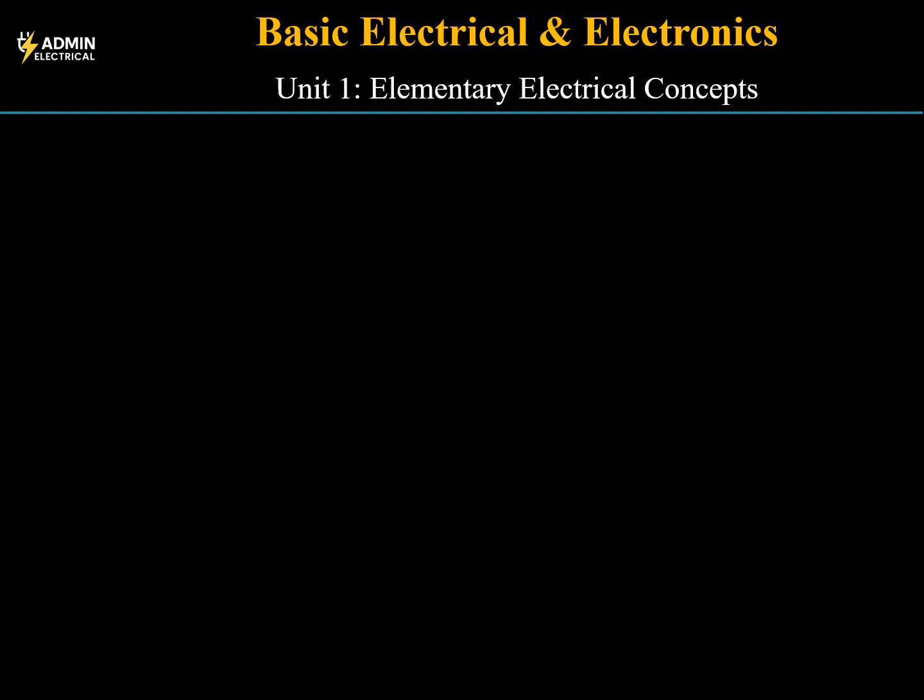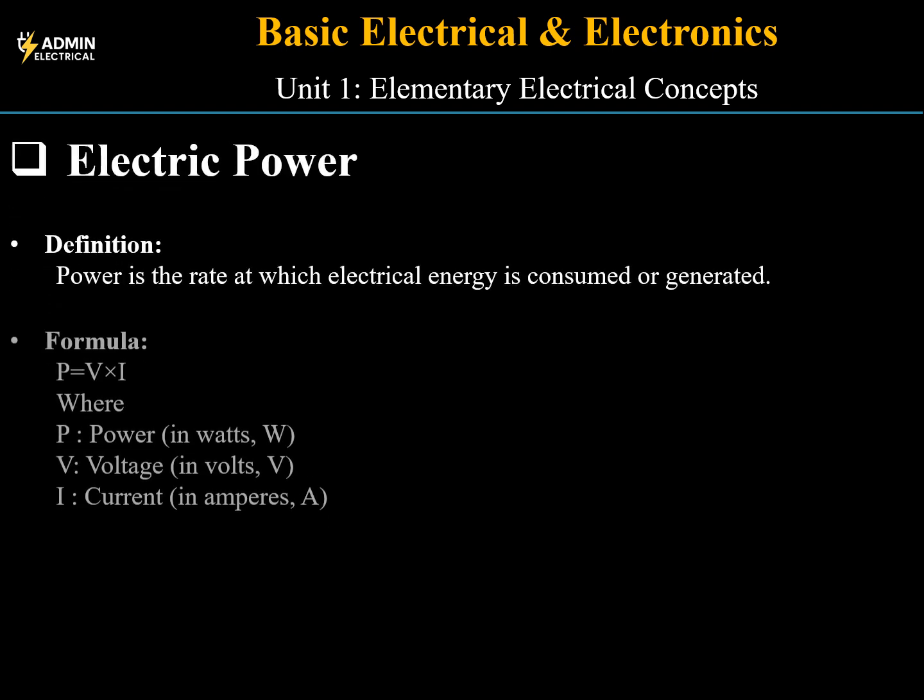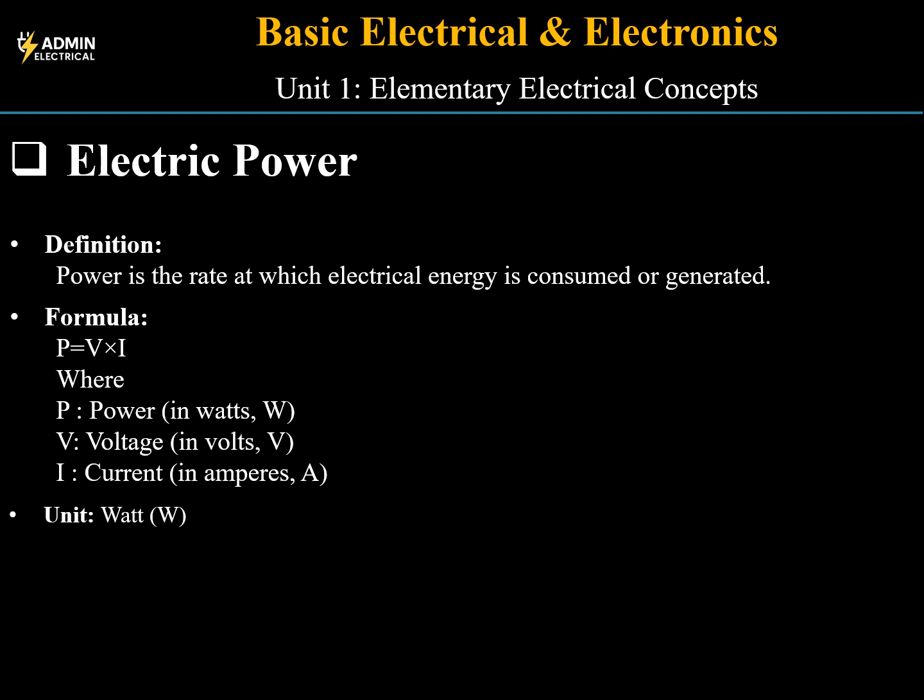Moving on to electric power. Power is the rate at which energy is consumed or generated in a circuit. It tells us how fast the electrical work is happening. Power is calculated using the formula P = V × I, where P is power in watts, V is voltage in volts, I is current in amperes. So, the more the voltage and current, the higher the power, and the unit of power is the watt.